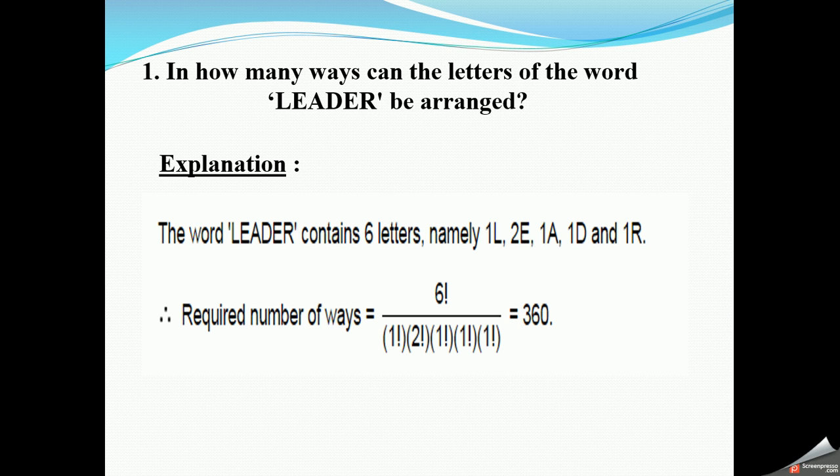To find the required number of ways, you have to just divide 6 factorial by the occurrence of each letter. Here 6 factorial means the overall letters in the given word, divided by the occurrence of each letter. If you don't know how to calculate 6 factorial, then simply calculate 6 multiplied by 5 multiplied by 4 multiplied by 3 multiplied by 2 multiplied by 1, going in decreasing order, and similarly 2 factorial is 2 multiplied by 1. When we solve that calculation, you get the answer 360.